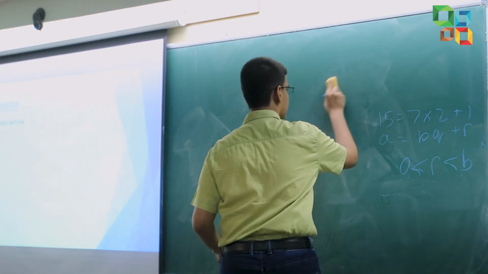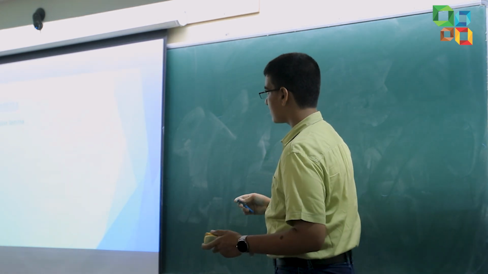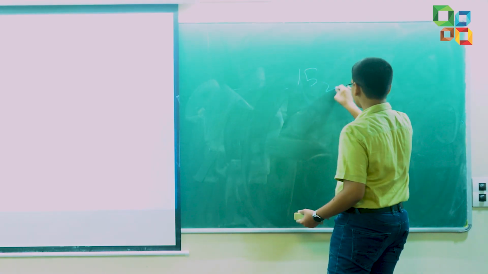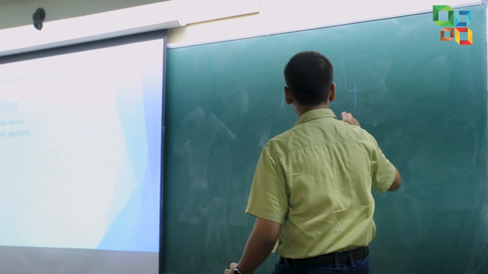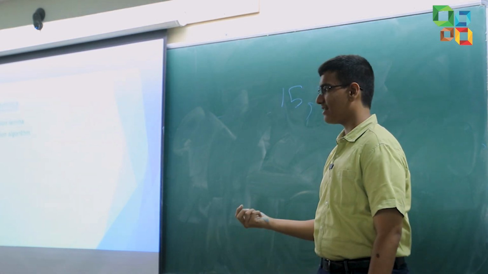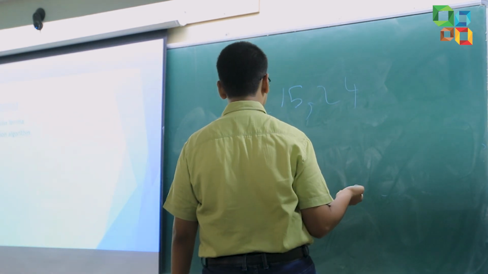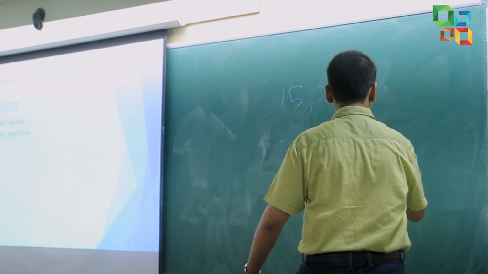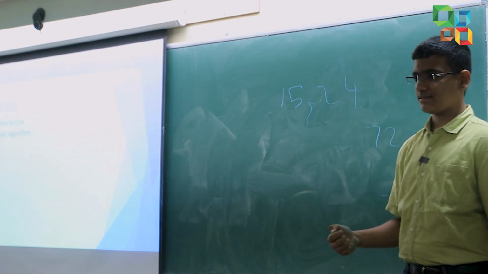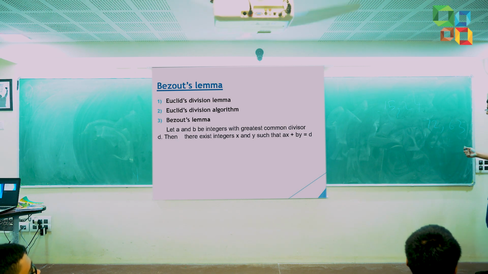Then with the help of this, we saw how to find HCF using something called Euclid's division algorithm. So 15 and 24. What is HCF? Highest common factor, greatest common divisor, same thing. It's 3. I'll take one more, 72 and 63. What's the greatest common divisor? It's 9.